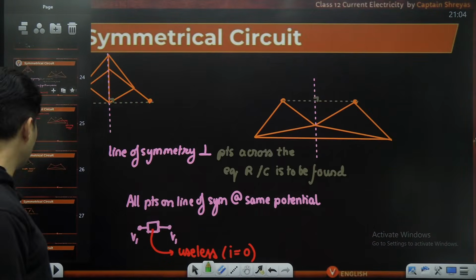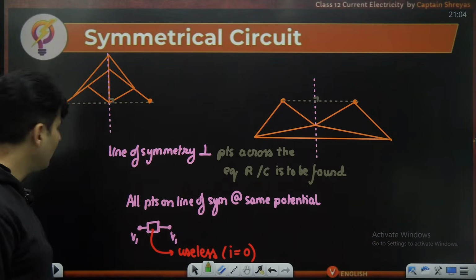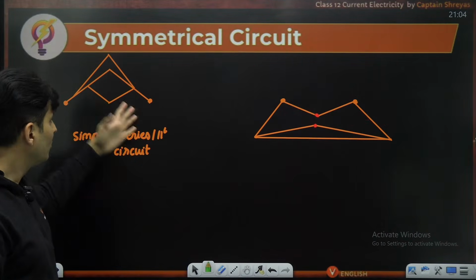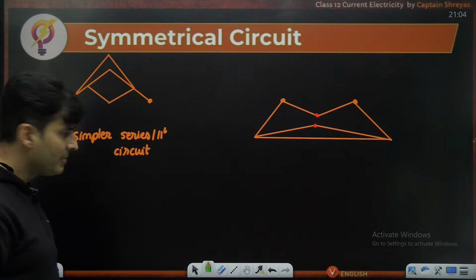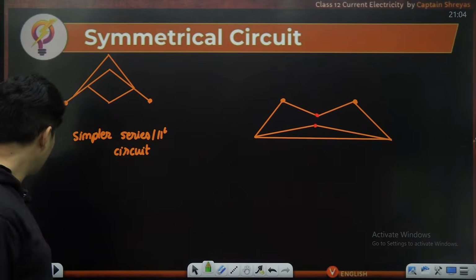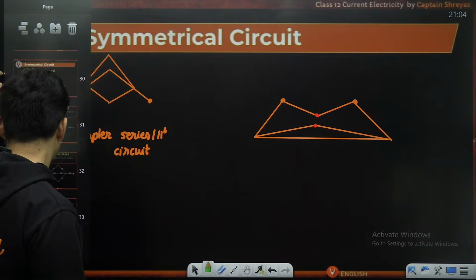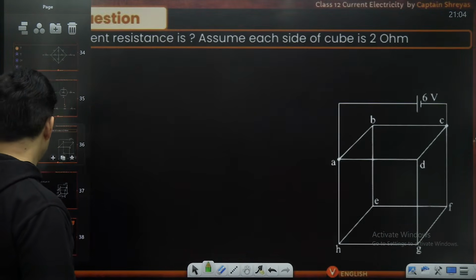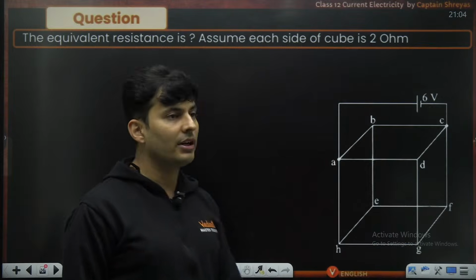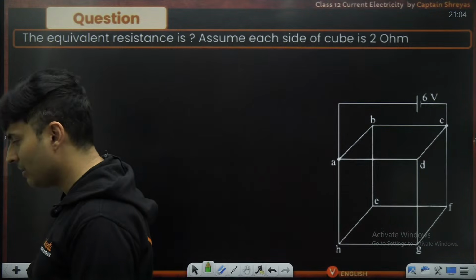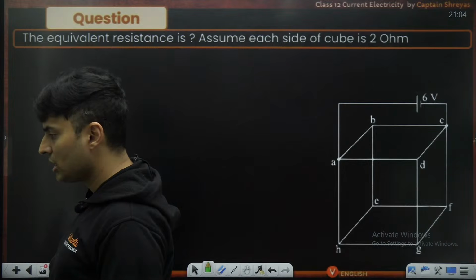Whenever a line of symmetry is there, such that it is perpendicular, you will always find either devices or a junction. You ignore the device or split the junction, and it will become a simple series or parallel circuit. That's the rule. Very good. Excellent. Now, one of the most tricky questions is of the cube. Clear? Very good. All right, everyone.